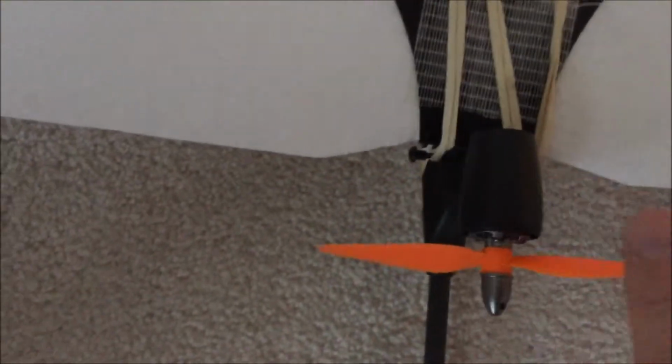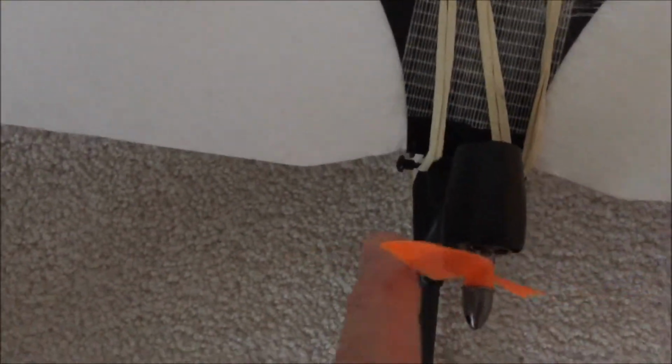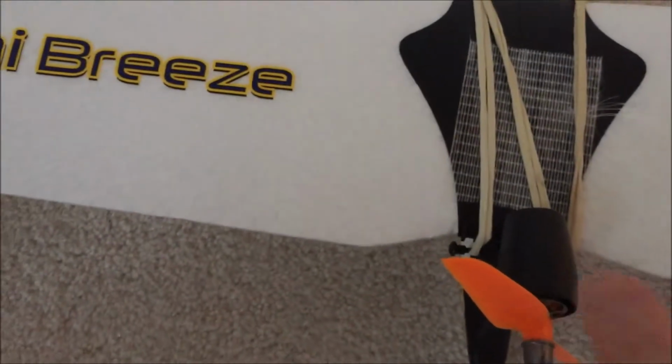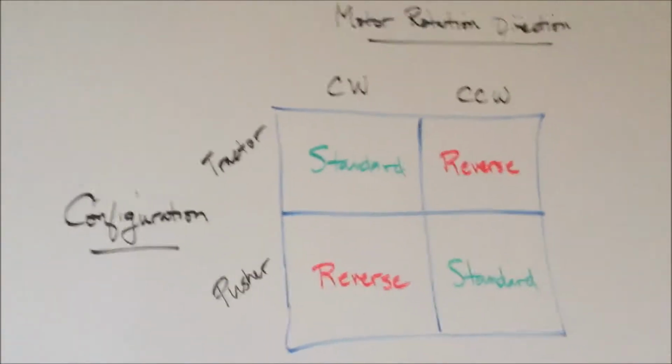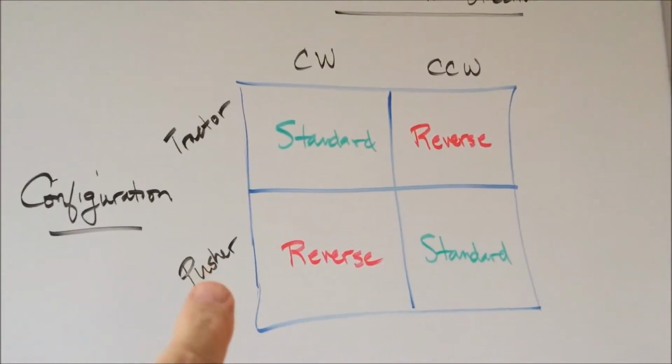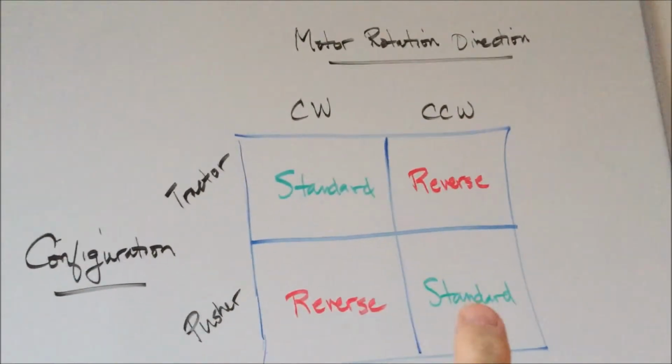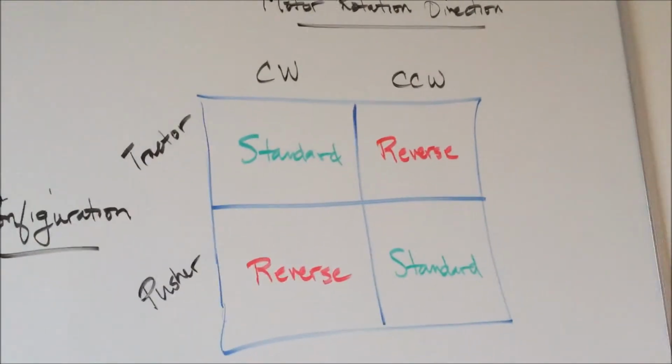And as you can see, when the propeller rotates clockwise, it pushes the air toward the back of the plane, thus developing thrust. So we're using a clockwise right-hand standard propeller on this pusher configuration because our brushless motor was set up to rotate counterclockwise. That puts us in our prop matrix in the category where we have a pusher configuration. Our motor is rotating counterclockwise, so we have a standard prop.